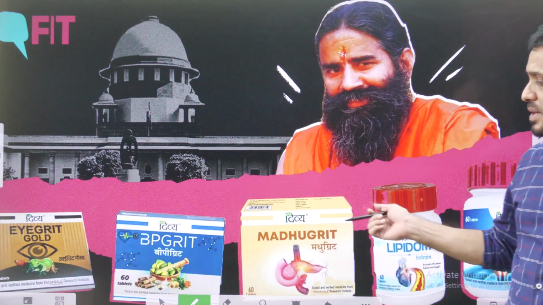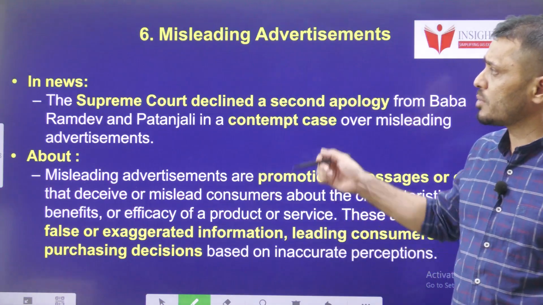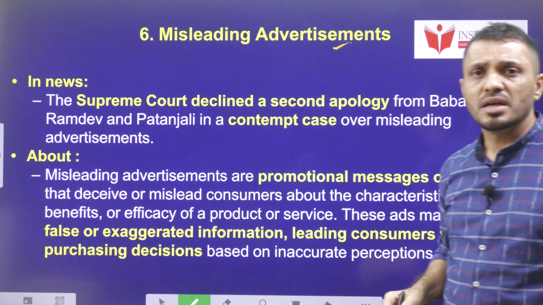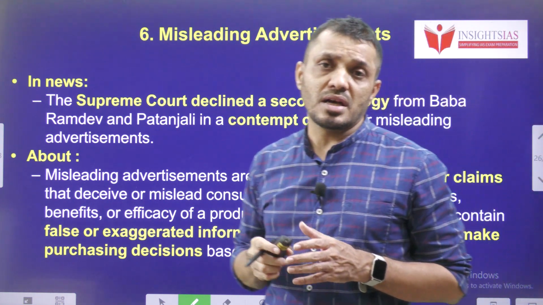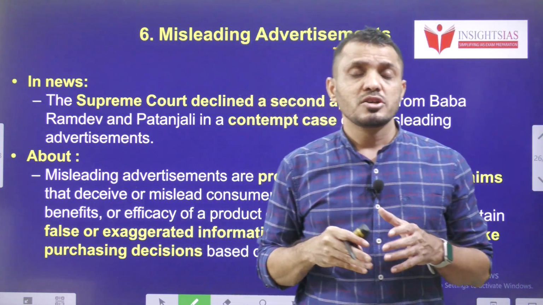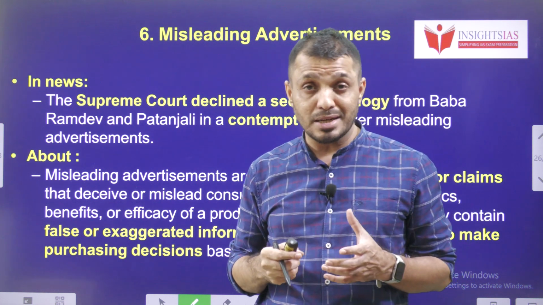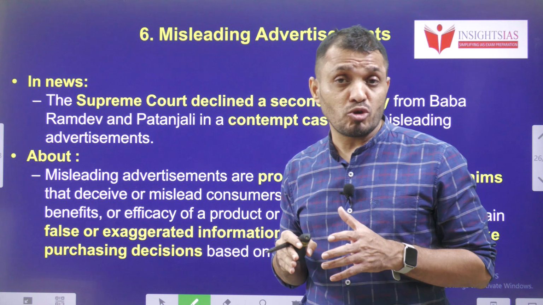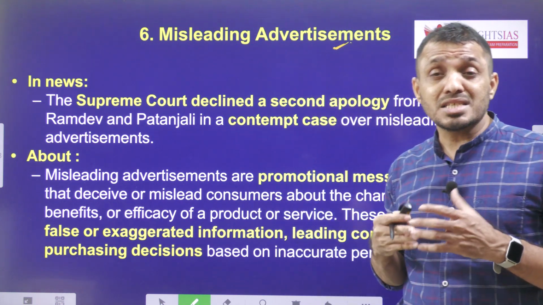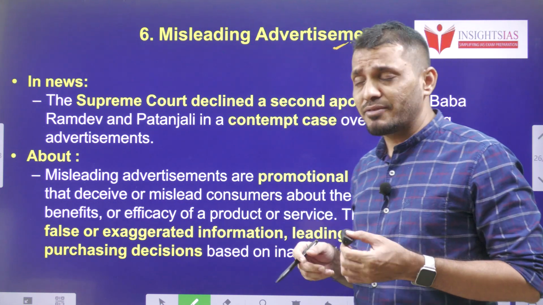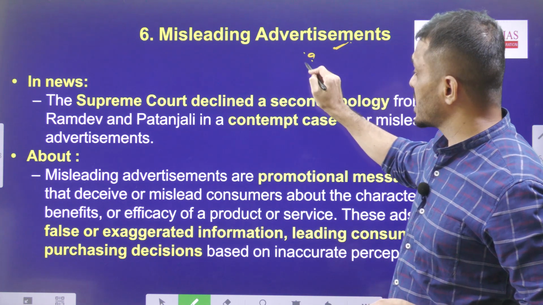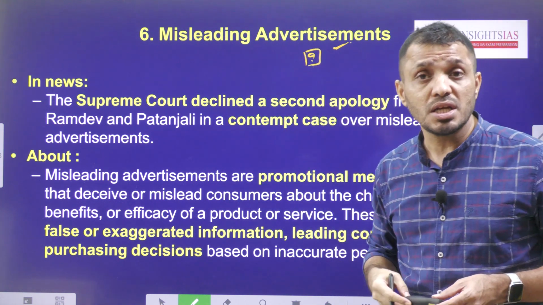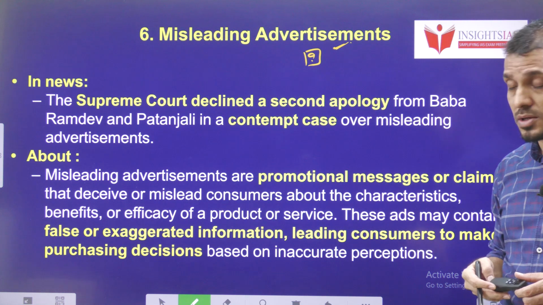Next, this is regarding the Patanjali products, and this topic is about misleading advertisements. The Supreme Court gave certain directions that Patanjali has to face contempt of court, and despite the second apology also, the Supreme Court has not yielded. So what is this contempt of court? Tell me guys, under which article will the Supreme Court issue contempt of court? By using which article will the Supreme Court issue contempt of court?